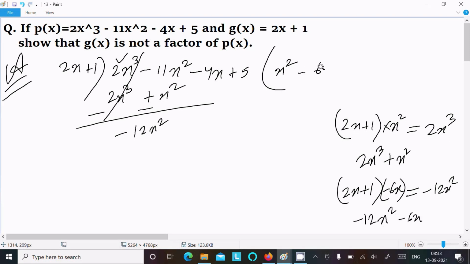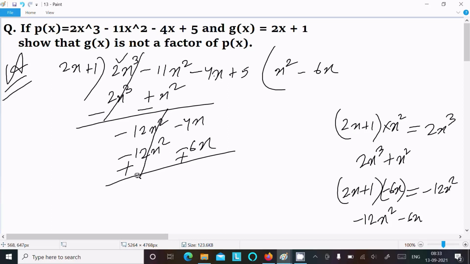So writing here −6x, and write this part −4x also. So here when I multiply −6x, then that comes −12x², and the next is −6x. Let's do the subtraction: minus minus plus, minus minus plus, it cancels. 6x − 4x is 2x. After that, let's write the next part, 5.